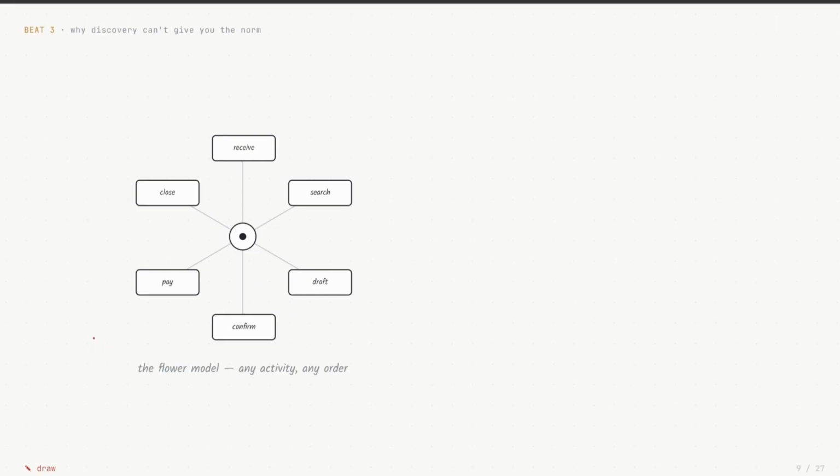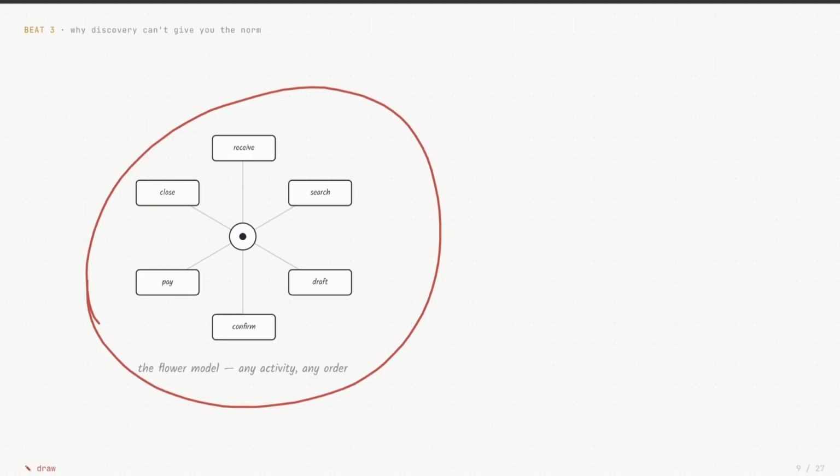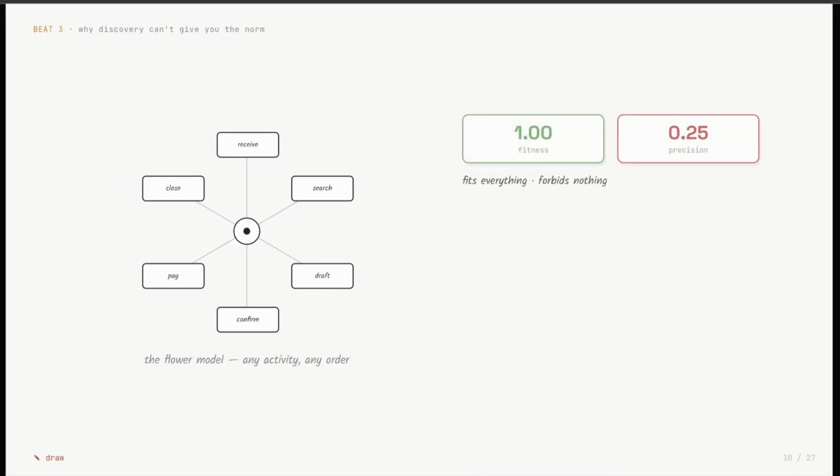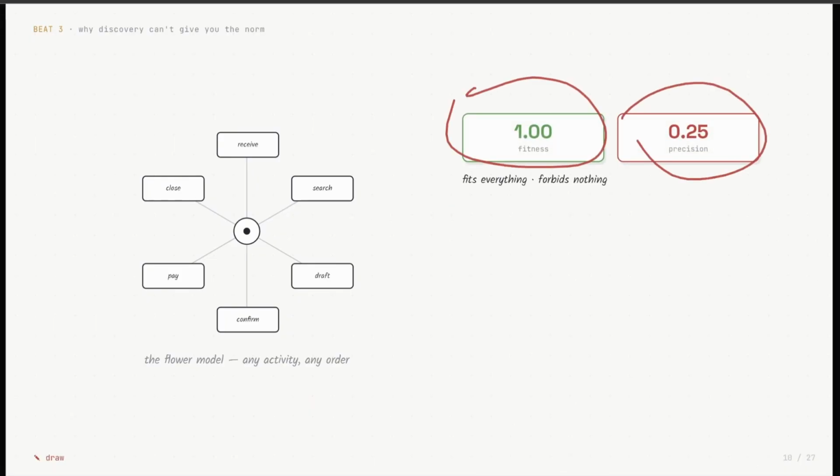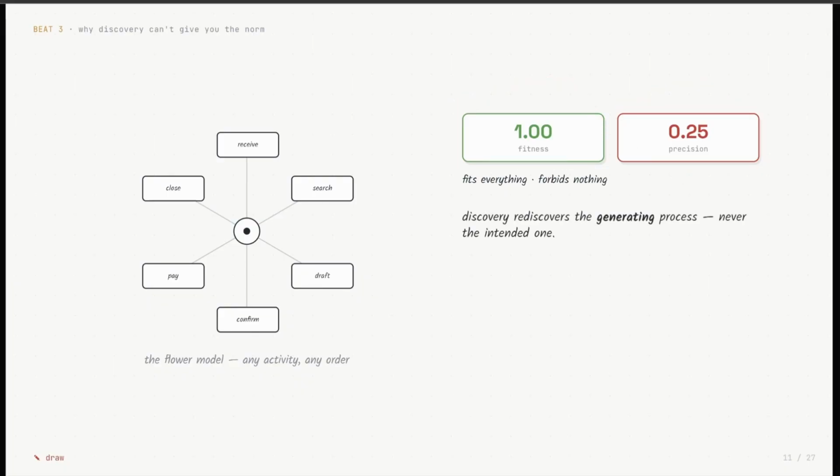So why can't discovery just hand you the ruler? The ruler is the model we are measuring against. If we take the flower model, the type of model we already discussed before, it allows every activity out there. It's a perfect one for fitness, as you can see here, but the precision is at 0.25. So it's a terrible precision with great fitness, and it usually means that it's useless as a ruler.